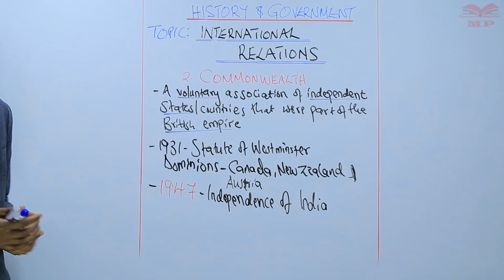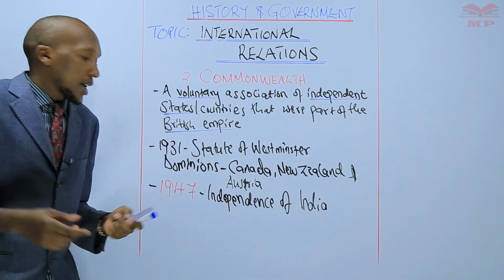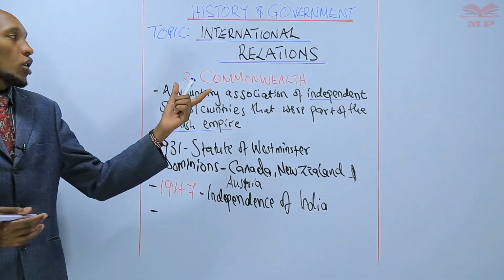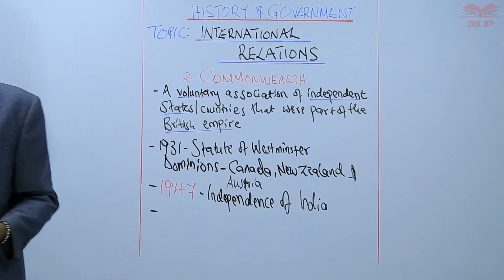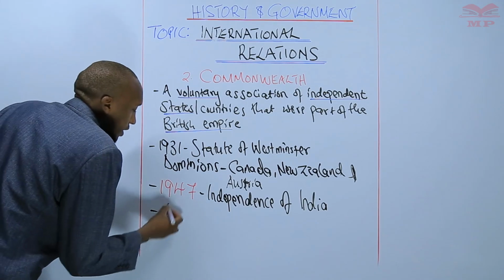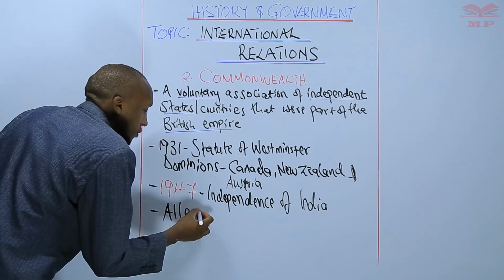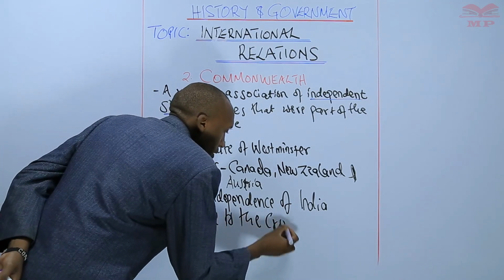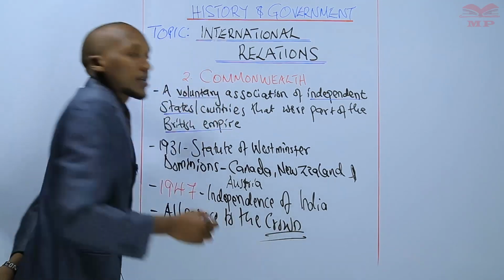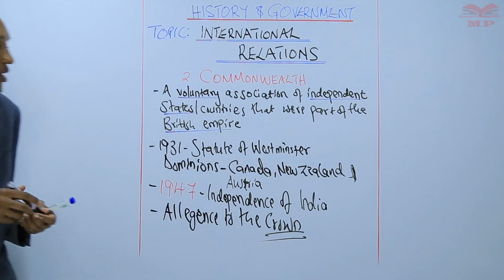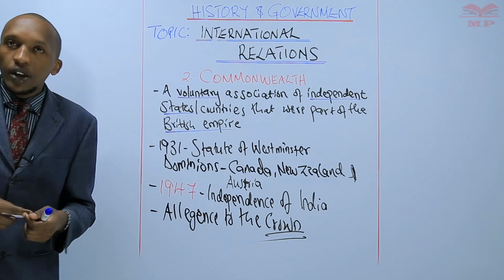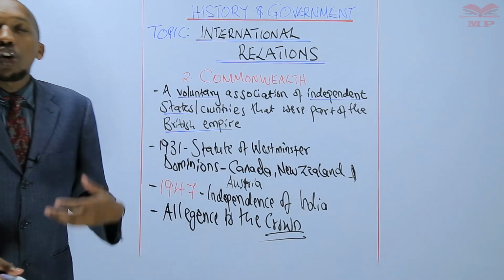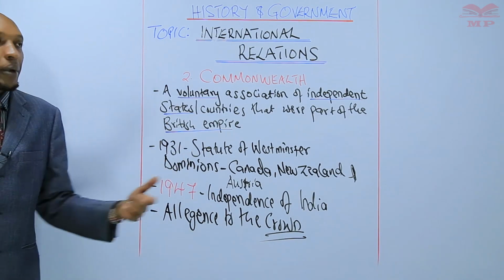And these members had to pay allegiance. For you to join the Commonwealth, there was one characteristic: they had to pay allegiance to the crown. And when we talk of the crown, it is the monarchy in the British Empire. So they had to pay allegiance. They had to accept the king or the queen to be the head of the empire.